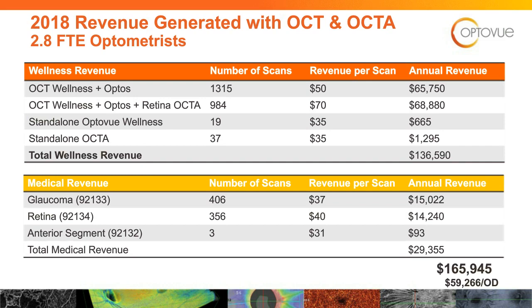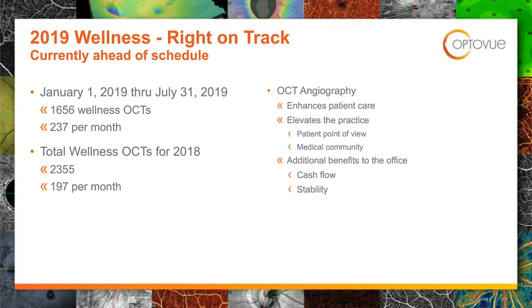So we're right on track for 2019. You can see January 1st, 2019 to July 31st, we have 1,656, which is 237 per month. And in 2018, we're averaging 197 per month. Again, that's about a 55 to 60% capture rate, depending on what month you look at. When I looked at this 1,656 numbers, that is patients getting a majority, the OptiMap, the B-scan, and the OCTA.